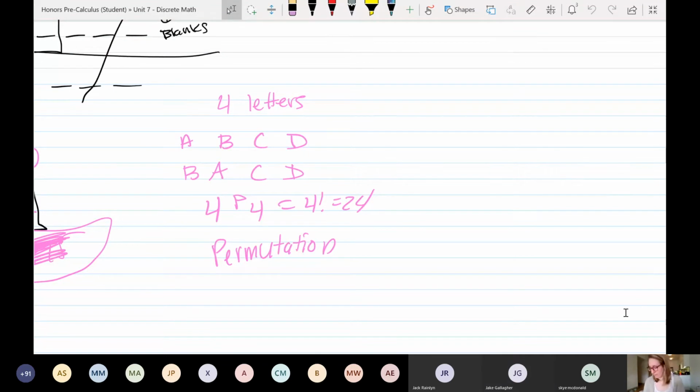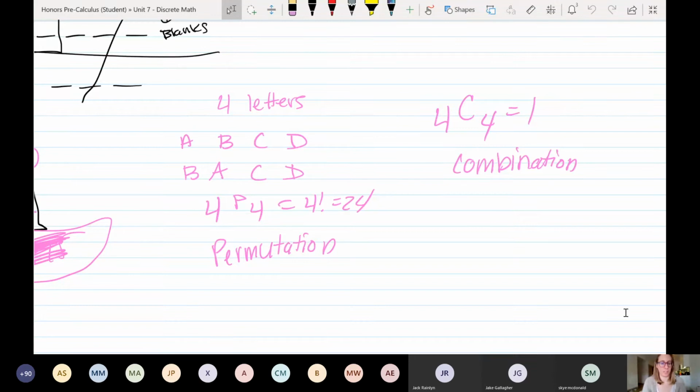So if I have 4 letters and I just want to know how many groups, not arrangements, I could have, that would be 4C4, right? Because I don't care how they're arranged. I just want to know how many groups of them I can make, and this would give you just 1. This is more of a combination way of thinking. I just need 4 letters out of the 4 letters given. Well, there's only one option.